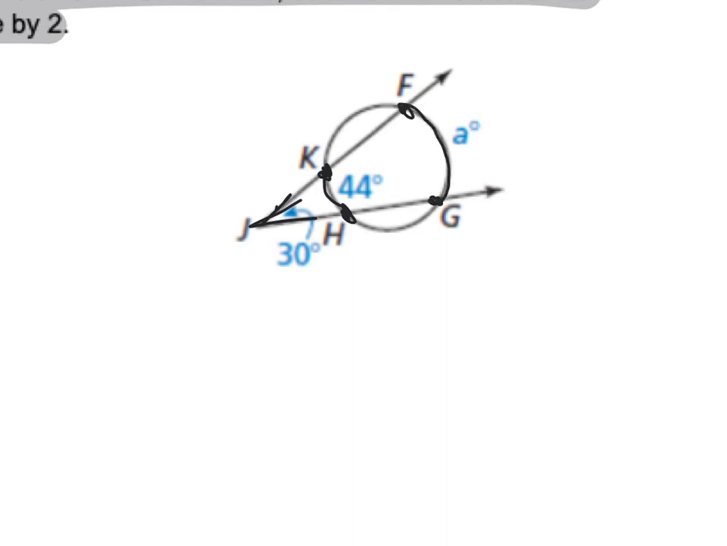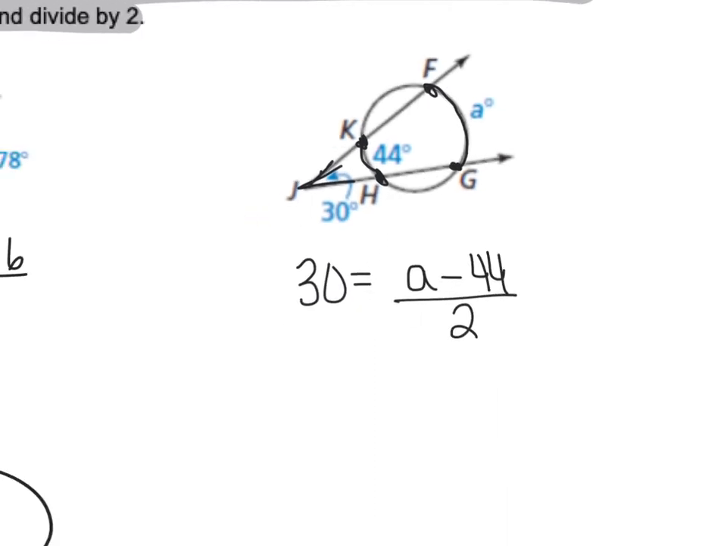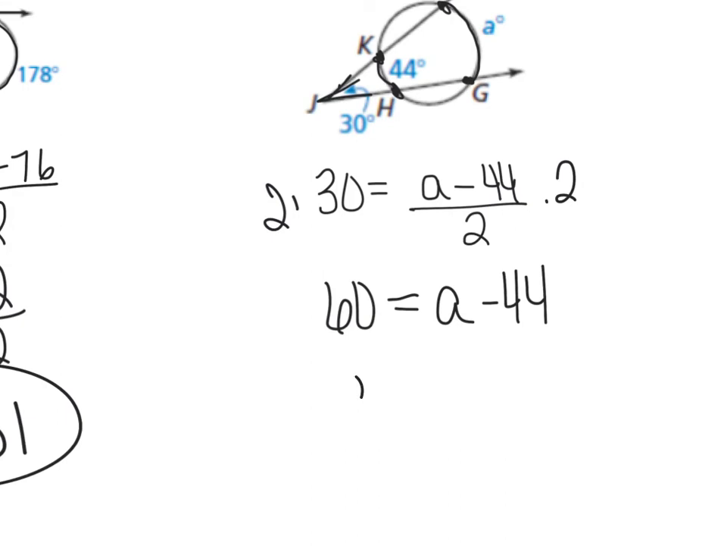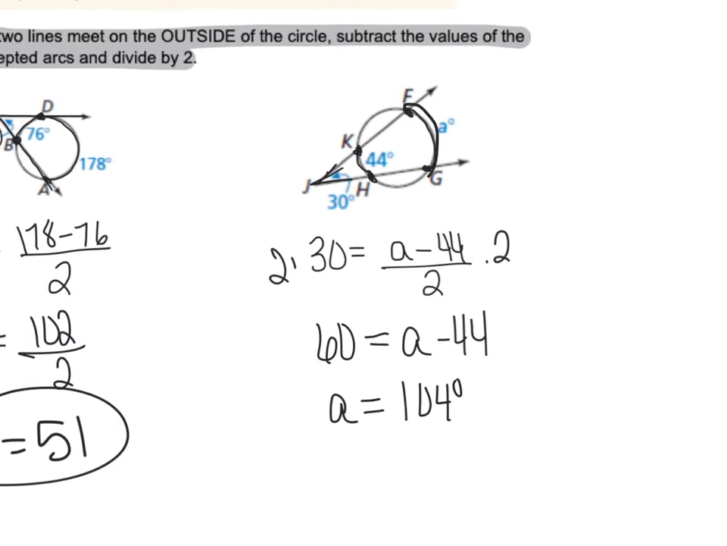Okay, and so I know my angle, which is 30 degrees. I'm going to subtract my bigger arc minus my smaller arc and divide by 2. So now, in this case, I need to solve that. I need to multiply both sides by 2, and I get 60 equals A minus 44. If I add 44 to both sides, I get my arc measure is 104 degrees. So this arc right here is 104 degrees.